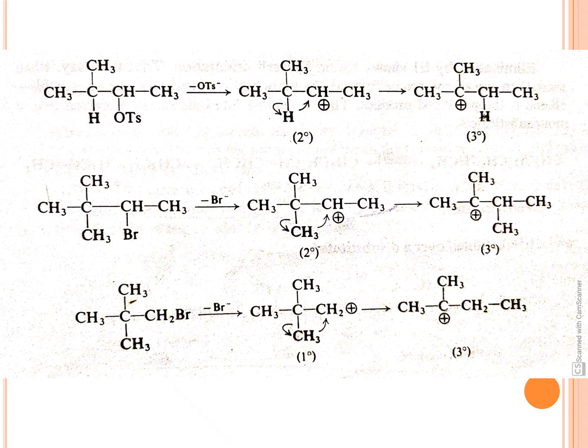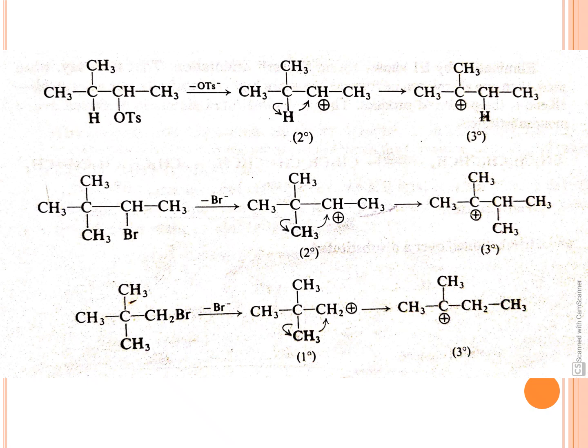In the second reaction also, the bromine is eliminated and positive charge is formed on the carbon which contained bromine. And in the next step, the alkyl group, a methyl group, is migrated to that carbon and the positive charge is migrated to the carbon which leaves the methyl group. That is, the secondary carbocation is converted into a tertiary carbocation.